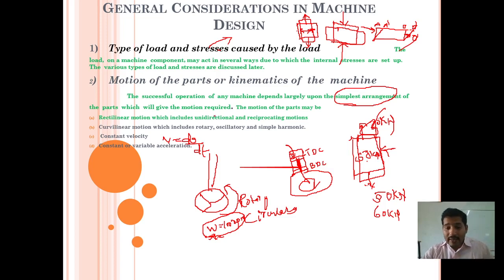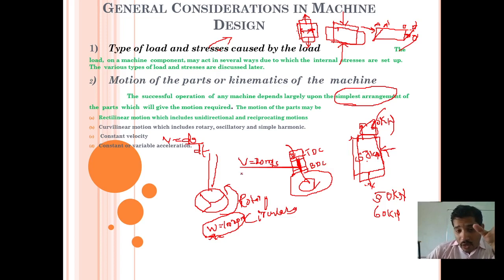So let us see the piston moving with some velocity. How much is the velocity? The velocity is 20 meter per second. The piston is moving from TDC to BDC. How is it moving? It is moving at a constant velocity. It will not vary. If it does not vary, we can say it is a constant velocity.